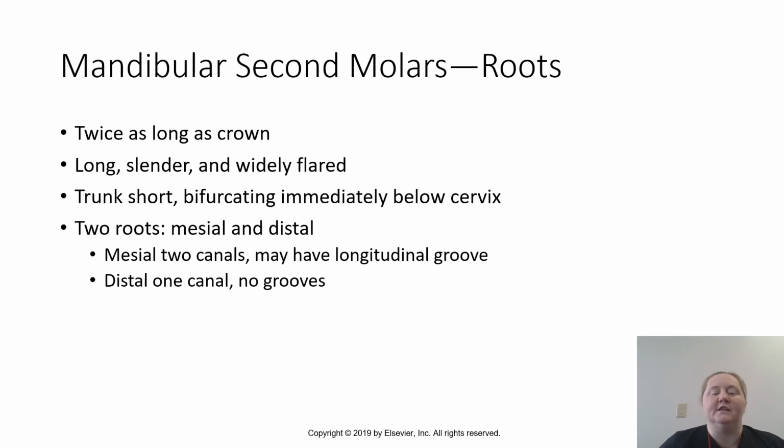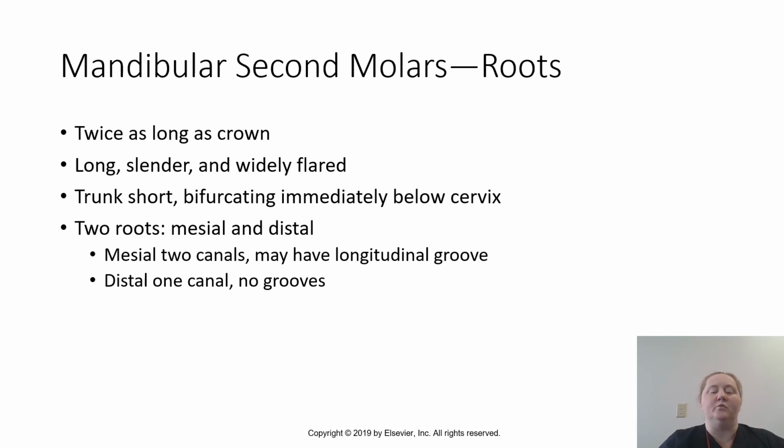All right, mandibular second molar roots. They are twice as long as the crown, so pretty much a general rule of thumb is that the deciduous teeth, their roots are going to be twice as long as their crowns on almost everything. Okay, they're going to be long and slender, widely flared. The trunk is going to be short. It bifurcates because there's two roots, and it does that right below the cervix.